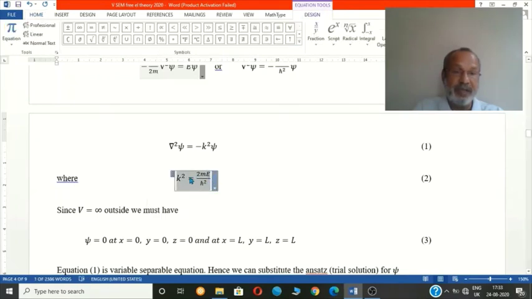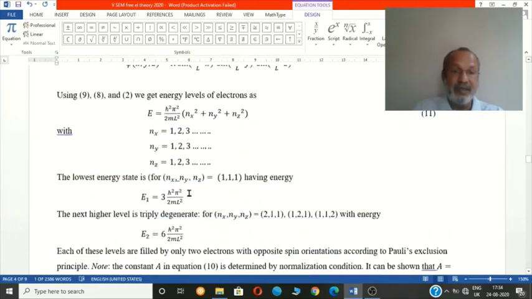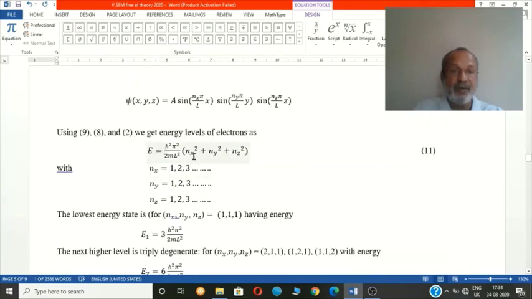E is equal to, if we take h cross to the LHS and 2m to the LHS, then you will get h cross square k square by 2m, and k square is equal to kx square plus ky square plus kz square, and kx is equal to nx pi by L. Similarly, ky is equal to ny pi by L, and kz equal to nz pi by L. So if you substitute that here, then you will get the equation for energy as E is equal to h cross square pi square divided by 2mL square into nx square plus ny square plus nz square, where n can take values 1, 2, 3.